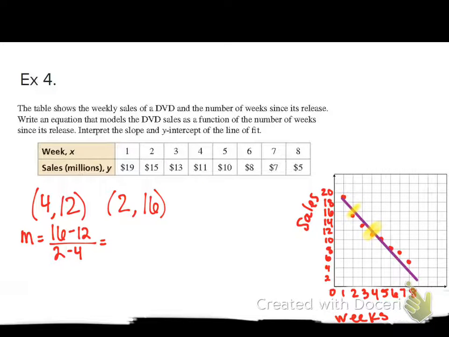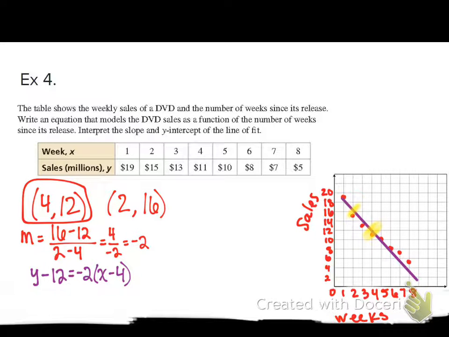16 minus 12 is 4. Negative 2. Our slope is negative 2. So we found our slope. Now we have to pick a point to use. Which point do you want to use? 4, 12. Pick a point and put it in point slope form. So it would look like y minus 12 equals, good, negative 2 parentheses x minus 4.